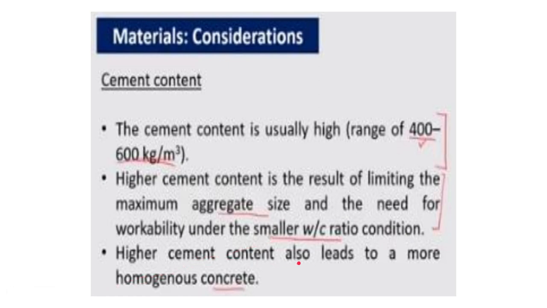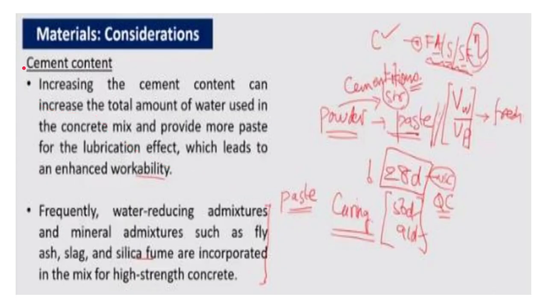Higher cement content also leads to a more homogeneous concrete, because it will be more uniform in nature. So increasing the cement content can also increase the total amount of water, because we have to maintain the W by C ratio used in the concrete mix, and provide more paste for the lubrication effect, which leads to an enhanced workability. So more water will lead to lubrication. Also we will be using water reducing admixture, so that will lead to more workability.